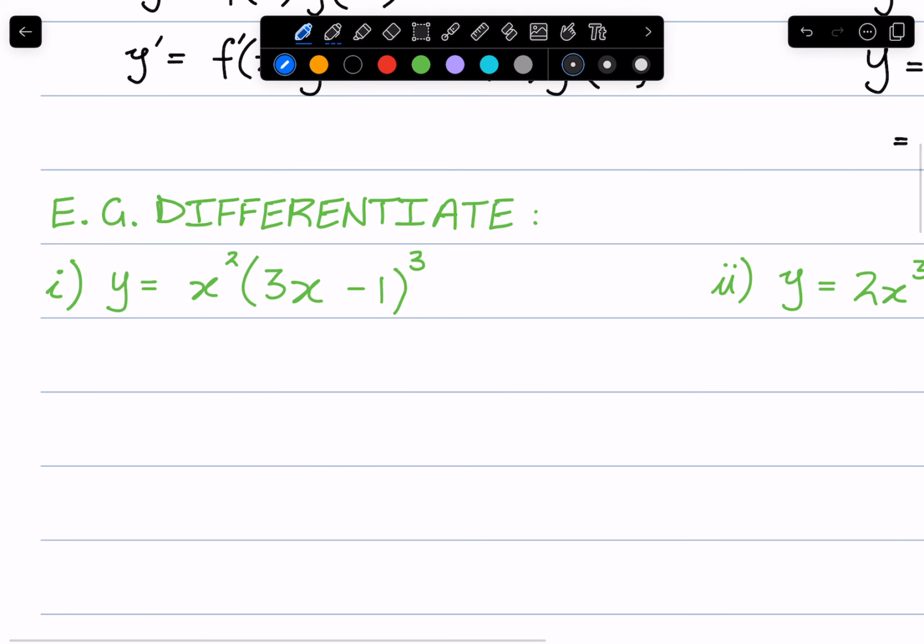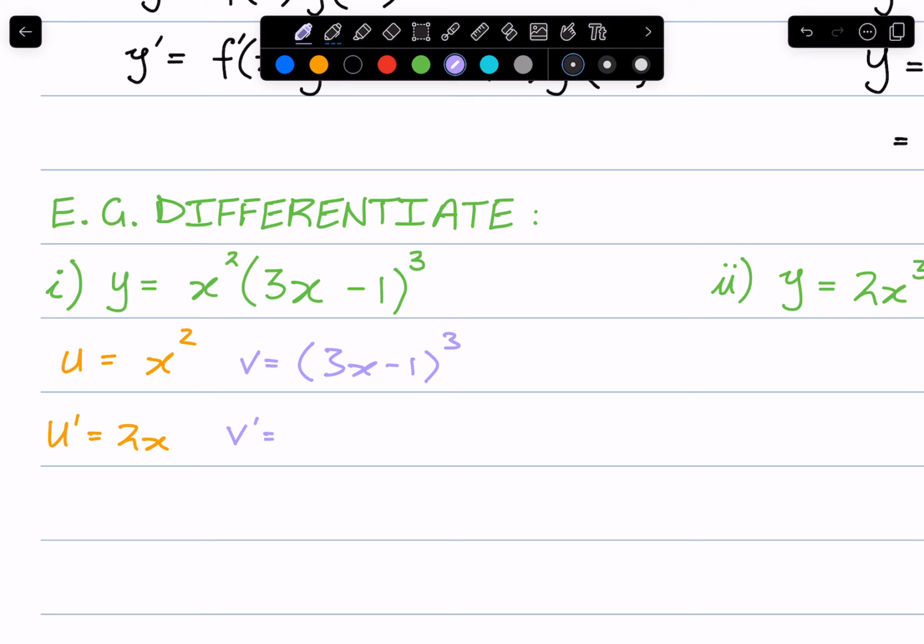So here we go. For this, I'll even color code it. First, we need to find u and u prime. Well, u, we can let that equal x squared. Its derivative is 2x. We now let v equal the second function, which is 3x minus 1 cubed.